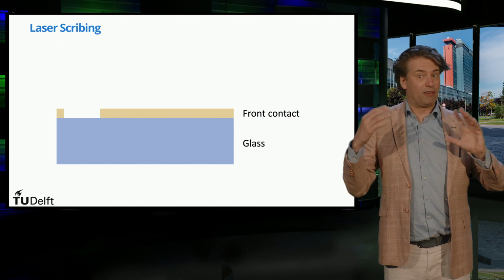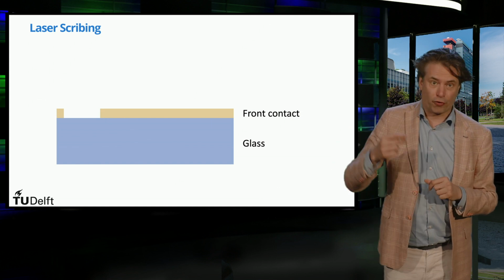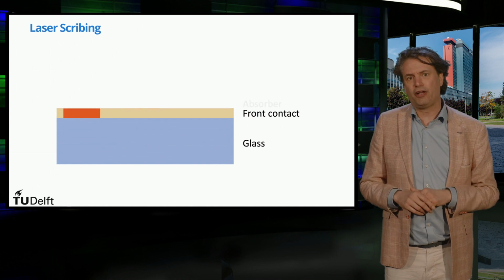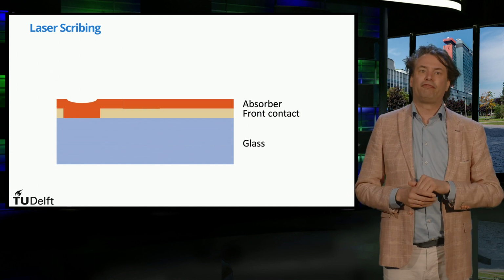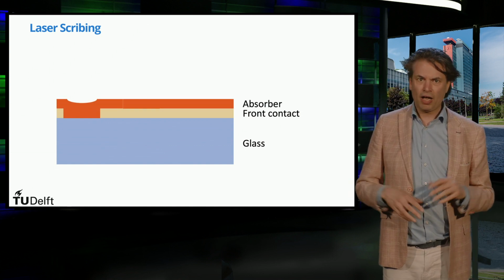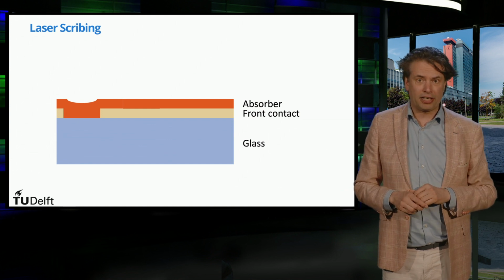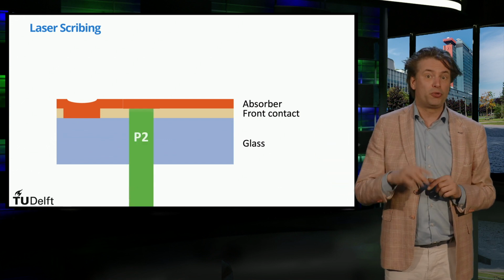Then the photoactive layers are deposited on top of the front contact, creating a thin film and filling the gap left by the first laser scribe. After deposition of the absorber layer, the second laser scribe, called P2, is performed.